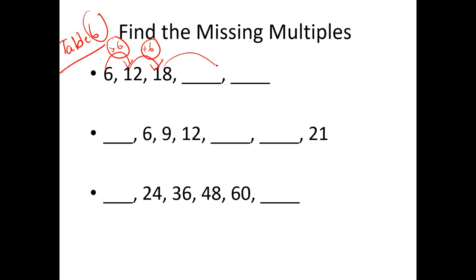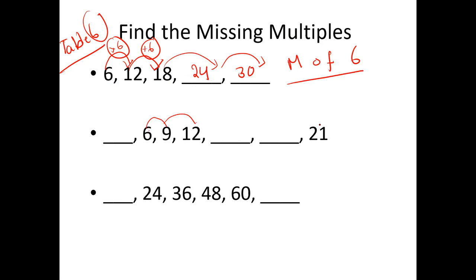So let's continue by writing table 6. Table 6, 6, 12, 18. Then 18 plus 6, it's how much? 24. Then plus 6, it's 30. So here, these are the multiples of which number? Multiples of 6.